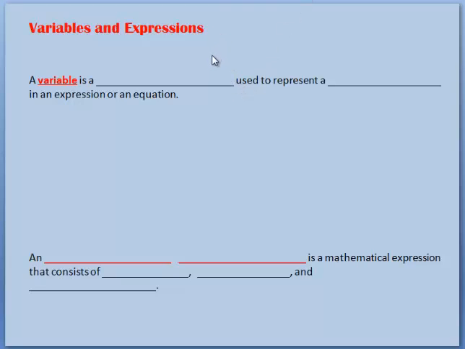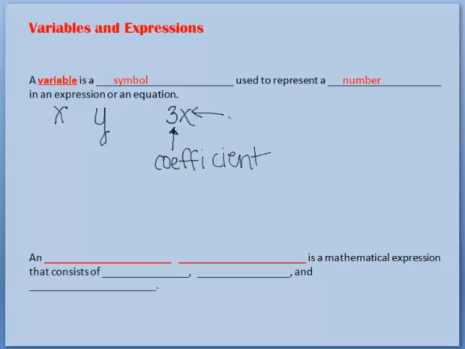Okay, now next let's look at some key terms or some vocabulary. A variable is a symbol used to represent a number in an expression or an equation. We often use the variable x, and sometimes we use y. Those are the two variables that you'll see a lot in algebra. You might have a number out front, and we'll talk about what that is in a little bit. So in 3x, this number right here is what you call a coefficient, and then of course the x would be considered the variable.